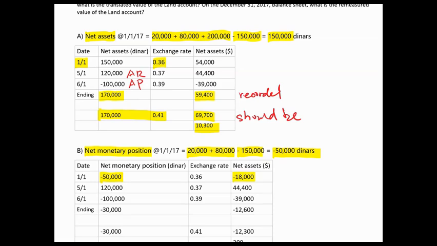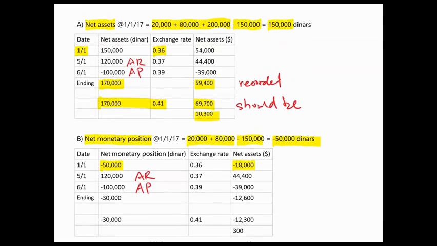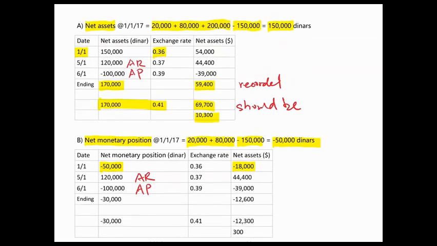And the first transaction is about the sales. So we increase accounts receivable, and that's going to increase the net monetary position as well. And on June 1st is the incurred operating expense. That's going to increase our accounts payable, so that's going to decrease our net monetary position, and that's going to be a negative 100,000. Alright, so then the ending balance for the net monetary position will be 30,000 dinar.